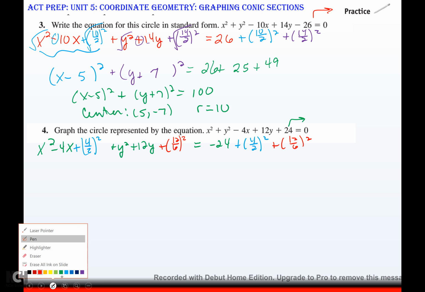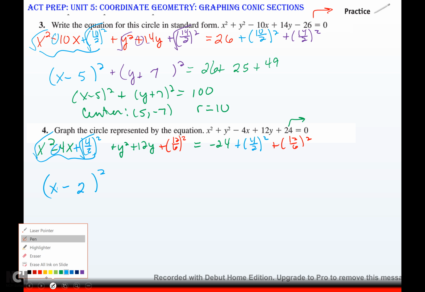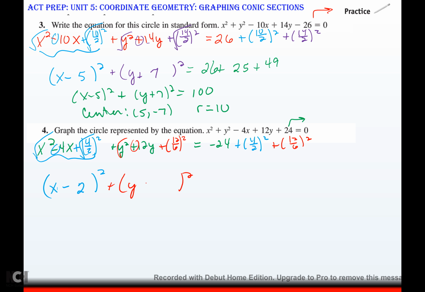Okay, I'm ready to factor the x's. That's going to be a perfect square. Square root of x squared is x. Sign in the middle is minus. 4 divided by 2 is 2, squared is 4. Square root of 4 is 2. Complete the square on y. Square root of y squared is y. Sign in the middle is plus. The square root of 12 over 6 squared would be 2. Okay, and then on the other side, I'm going to PEMDAS it. Type it in the calculator, whatever you want to do, and I get 16.